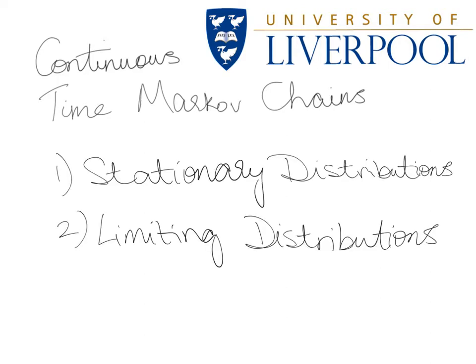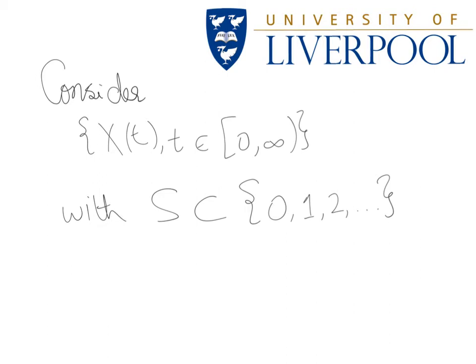We are going to discuss some aspects of continuous time Markov chains, like stationary distributions and limiting distributions. We are going to consider a random process, and we assume that we have a countable state space S.